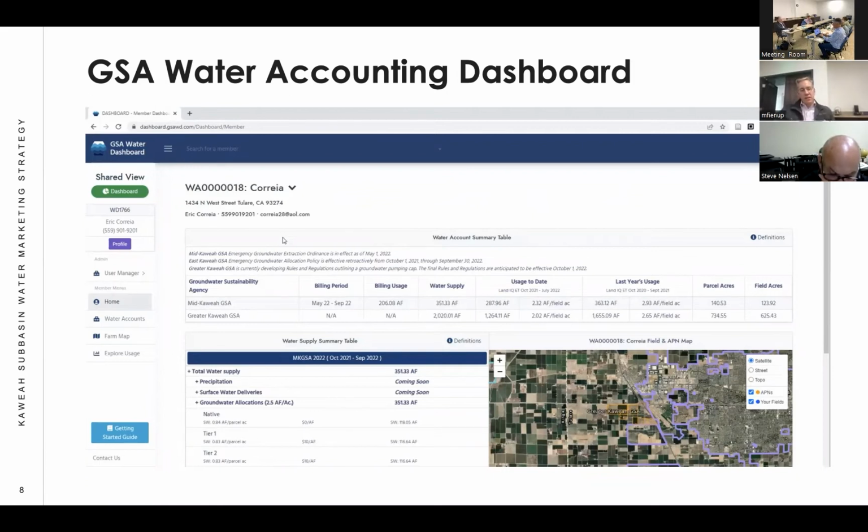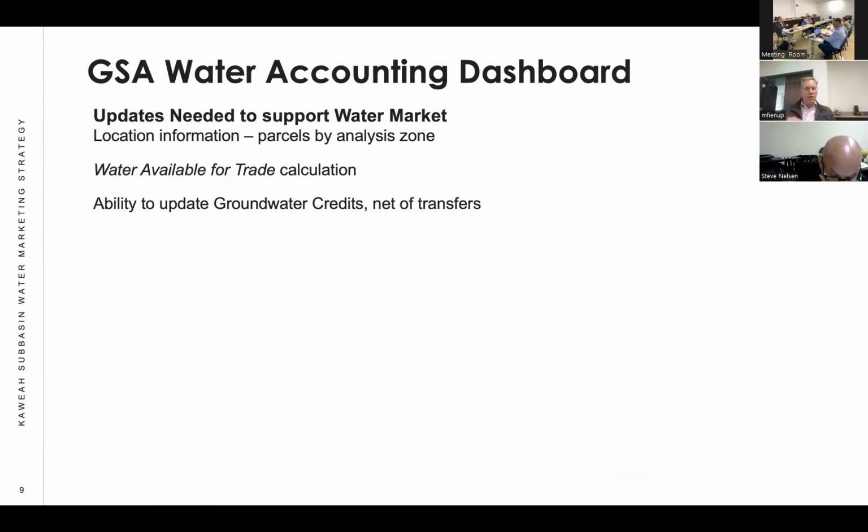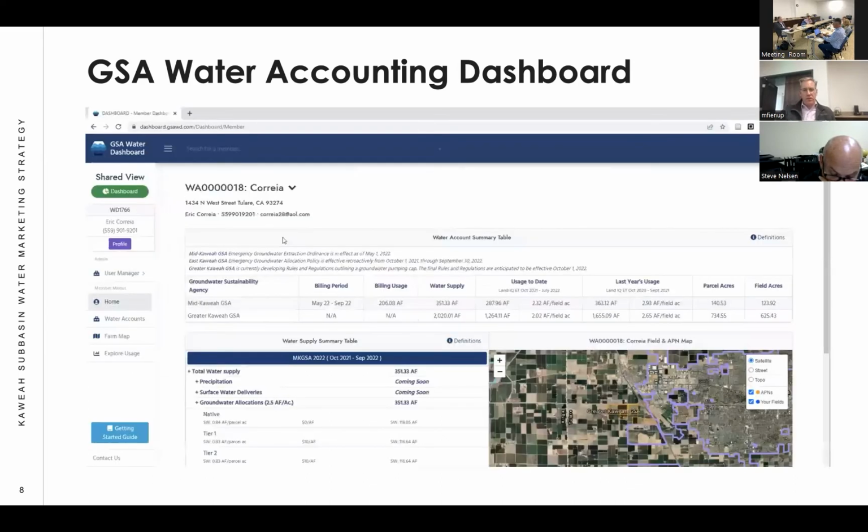And there will be some updates to this platform required in order to support trading. One is we'll need location information. So we'll need to know which analysis zone each APN is located in. We'll actually need to create a new field here in this water account summary table that says water available for trade. Again, someone can trade up to 10 inches of water per acre, conditional on not exceeding their total water supply. And so we'll need a system of reporting that directly to market participants.